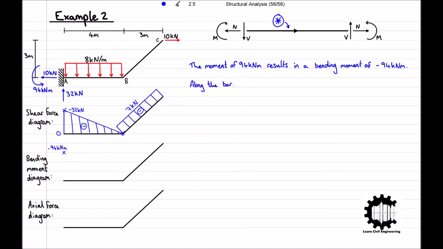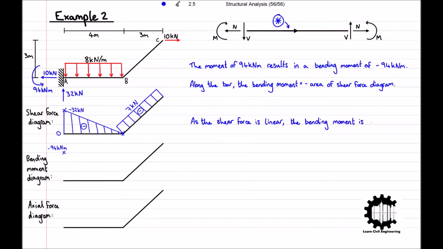Moving along the bar, after point A, the bending moment is equal to the negative of the area of the shear force diagram. From point A to point B along the bar, the shear force is negative, which means that the bending moment increases. Remembering our principles, the shear force is the derivative of the bending moment, and as the shear force is linear, the bending moment is therefore parabolic.